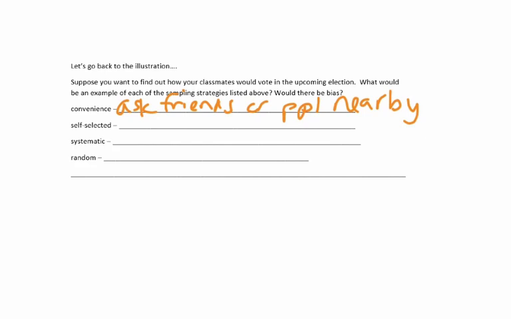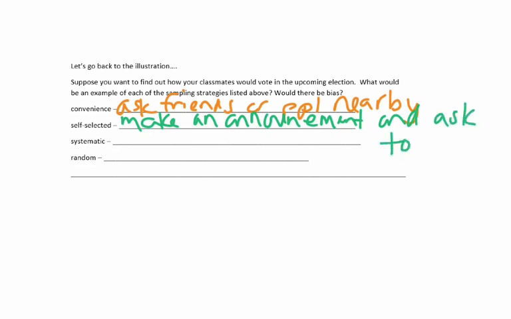Self-selected sample: you could make an announcement and ask people to participate. So maybe you could have Mr. Kushner put together an announcement for the morning raise. And he says, this poll is here, here's the QR code for it, participate in that. But ultimately what you're doing is you're asking for volunteers.